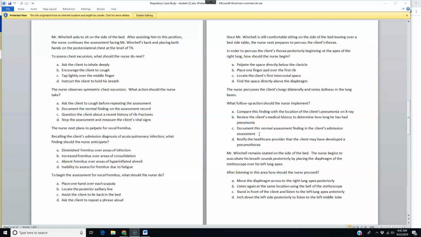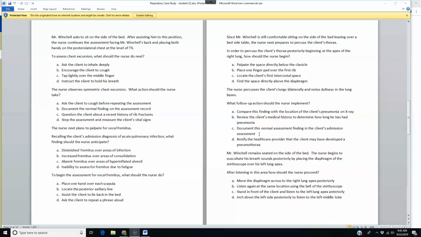All right, next, the nurse percusses the patient's lungs bilaterally and notes dullness in the lung bases. What follow-up action should the nurse implement? Now we're going to compare the findings with the location of the patient's pneumonia on X-ray. And because we talked about an infection, it has been diagnosed that the patient does have pneumonia, okay? All right, so dullness would be expected because there's fluid there in that lung. Remember, we talked about consolidation, and that's what would be the reading back on the patient's chest x-ray.